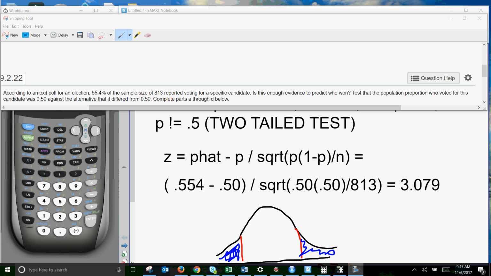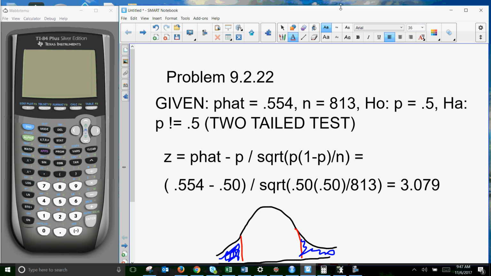Okay, so we're going to look at problem 9.2.22. It says, according to an exit poll for an election, 55.4% of the sample size of 813 reported voting for a specific candidate. Is this enough evidence to predict who won? Test the population proportion who voted for this candidate was 0.50 against the alternative that it differed from 0.50. And it's got some questions to answer.